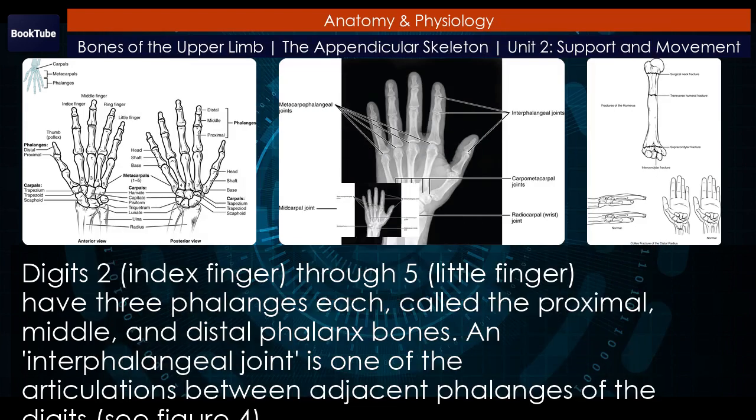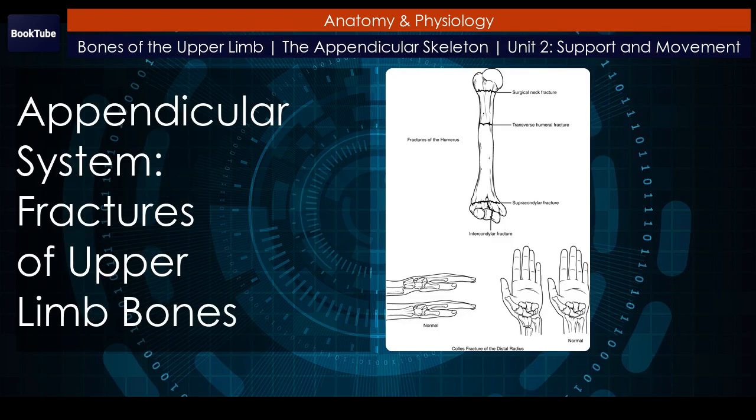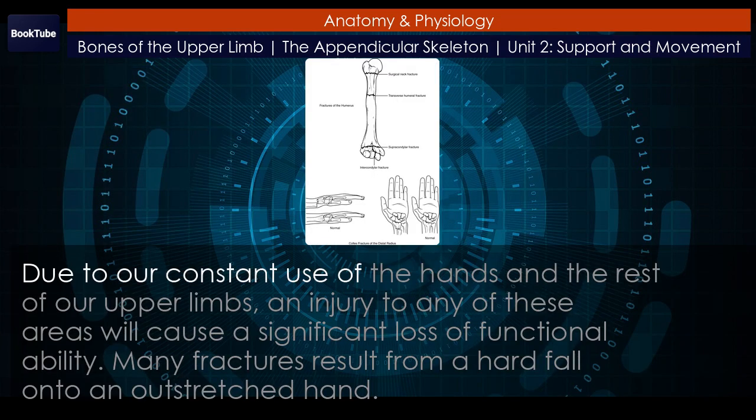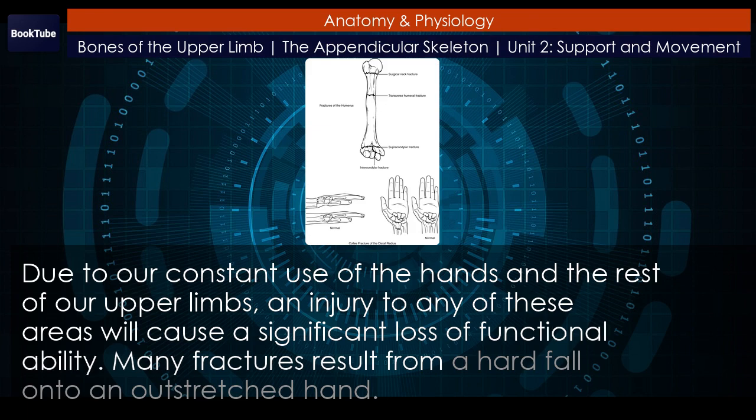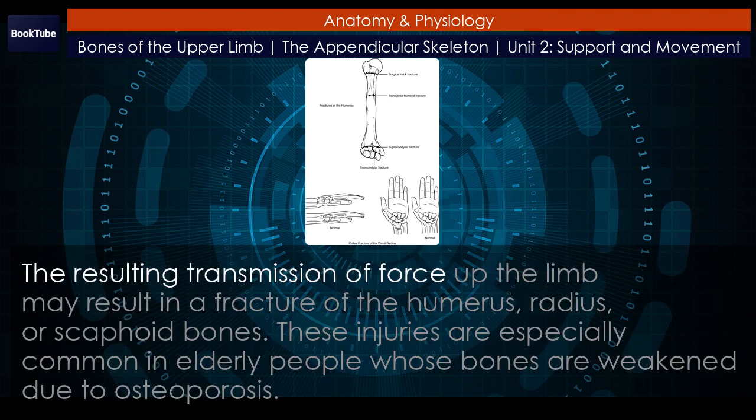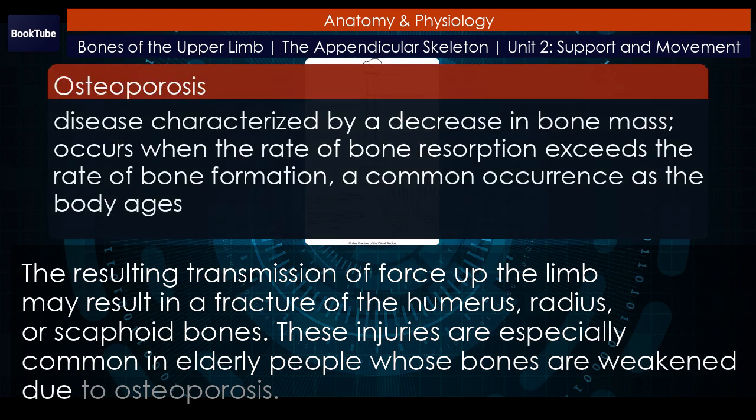See Figure 4. Disorders of the appendicular system: fractures of upper limb bones. Due to our constant use of the hands and the rest of our upper limbs, an injury to any of these areas will cause a significant loss of functional ability. Many fractures result from a hard fall onto an outstretched hand. The resulting transmission of force up the limb may result in a fracture of the humerus, radius, or scaphoid bones. These injuries are especially common in elderly people whose bones are weakened due to osteoporosis.